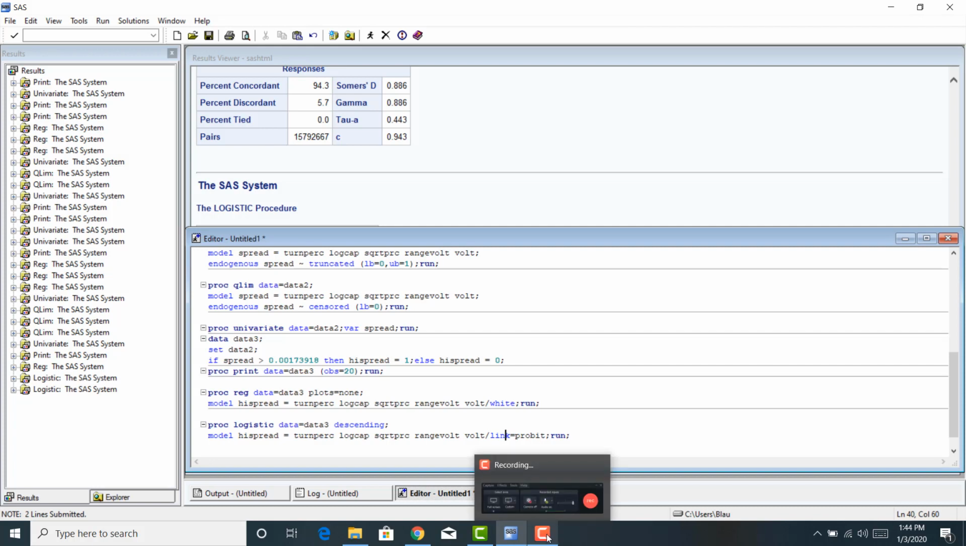Again, this is cross-sectional analysis. In the next tutorial, we'll do some panel data analysis.